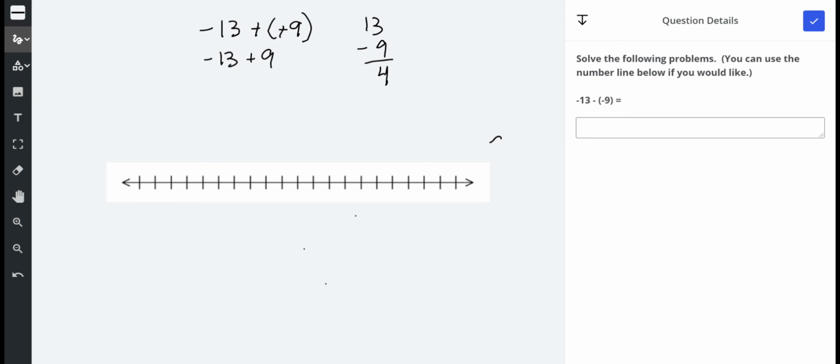And then 13 is the larger number. 13 is a negative, so the answer is a negative 4. But again, if we start with negative 13, and we go to the right 9, because we're adding a positive, 2, 3, 4, 5, 6, 7, 8, 9. That gives me the answer of negative 4.